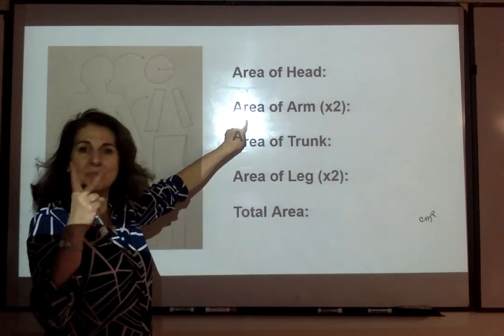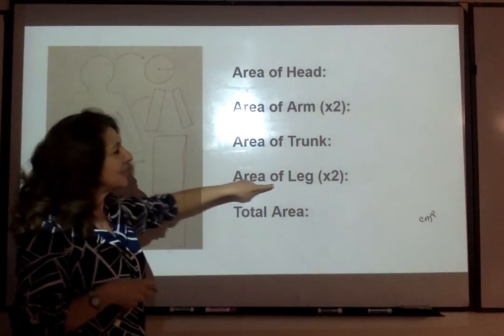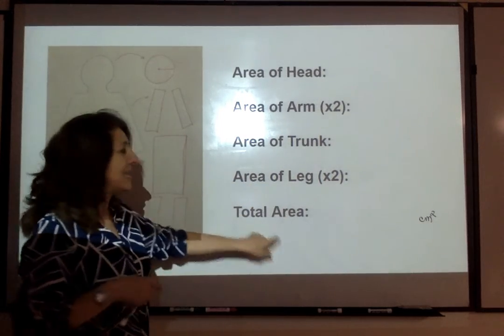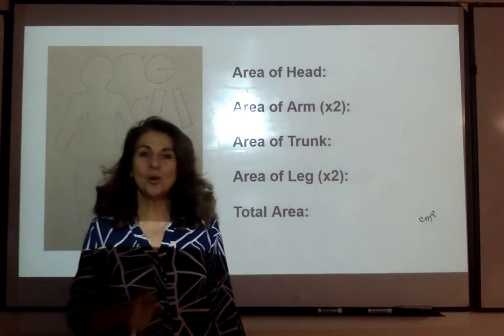Area of the arms multiplied by 2. Area of the trunk, the legs, also multiplied by 2. And then you find your total area.